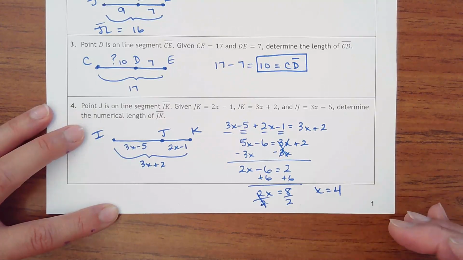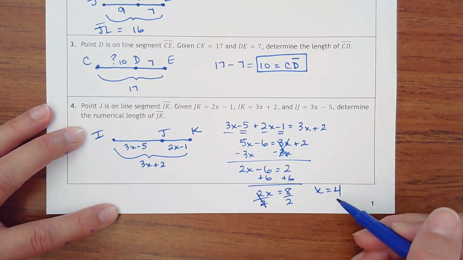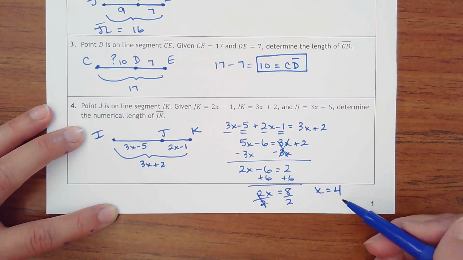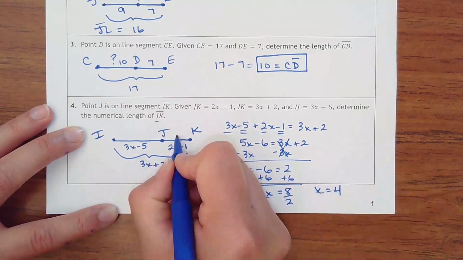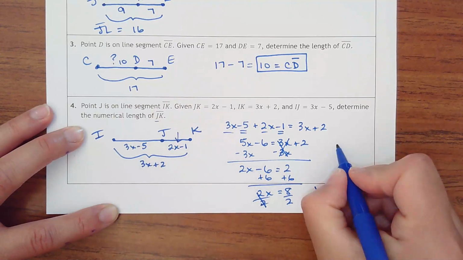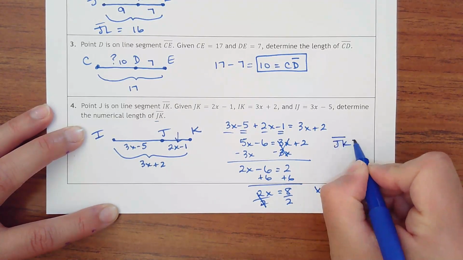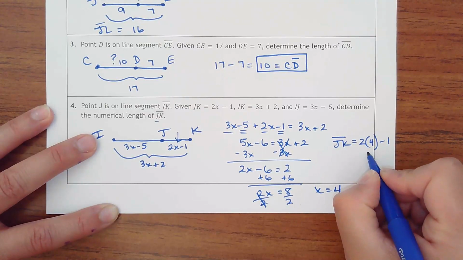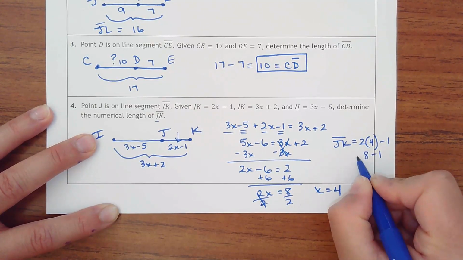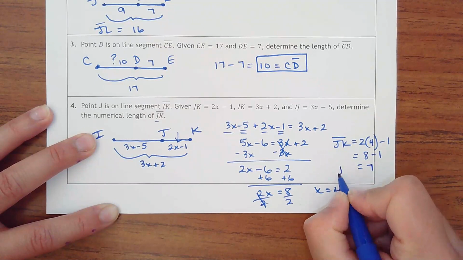Now we're not done. It wants the length. The length is not 4. That's what needs to be plugged in for x. And so if we're wanting to find JK, I'm going to have to plug that in right here. So the length of JK is going to be 2 times 4 minus 1. 2 times 4 is 8. 8 minus 1 makes it 7.